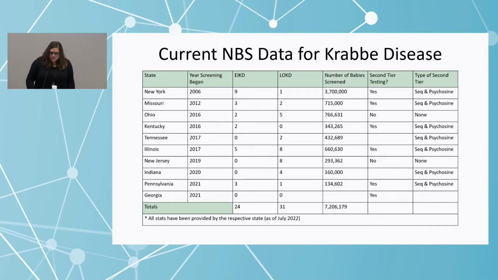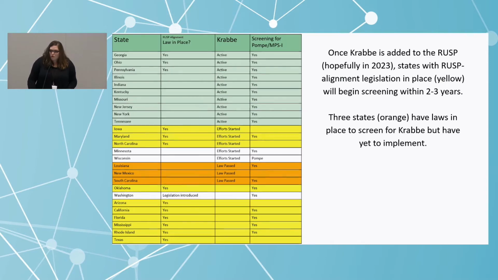Before I share about each organization, I wanted to provide an update on newborn screening for Krabbe disease. This data is from July of 2022 and came directly from the state newborn screening programs. As you can see, only 10 states are currently screening. We are hopeful that Krabbe will be added to the Federal Recommended Uniform Screening Panel, or the RUSP, in 2023, and when that happens, the states in yellow will add it to their panels within 2 to 3 years. The states in orange have laws in place to screen for Krabbe, but have yet to implement.